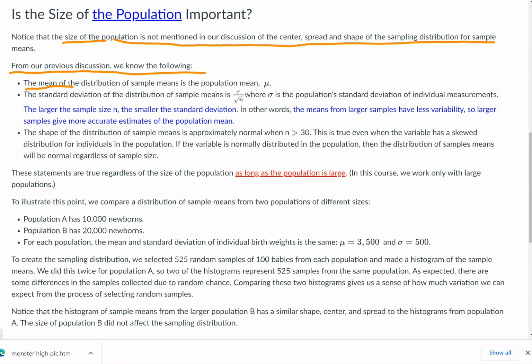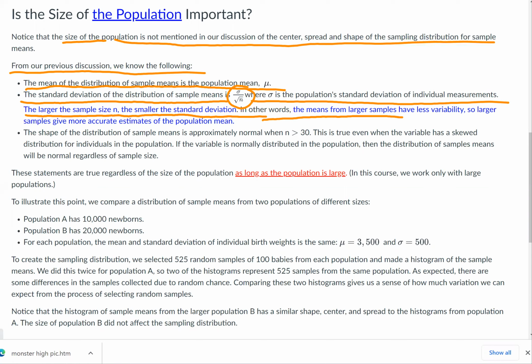First, the mean of the distribution of sample means is the population mean, mu. The standard deviation of the distribution of sample means is sigma over the square root of n, where sigma is the population standard deviation of individual measurements. The larger the sample size n, the smaller the standard deviation. In other words, the means from larger samples have less variability, so larger samples give more accurate estimations of the population mean.